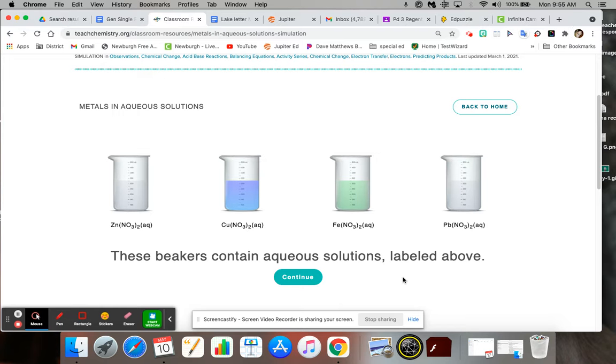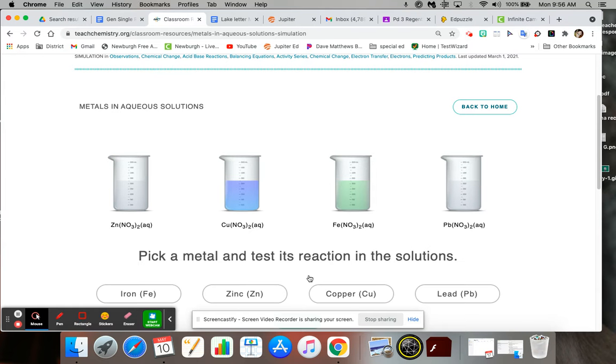Hi guys, we're going to be doing our single replacement reaction virtual lab. These are the solutions we're going to be using. Again, solutions are aqueous, homogeneous mixtures. Let's get started. We're going to be testing different metal bars in these solutions. We're going to start with iron. All of these bars are iron.